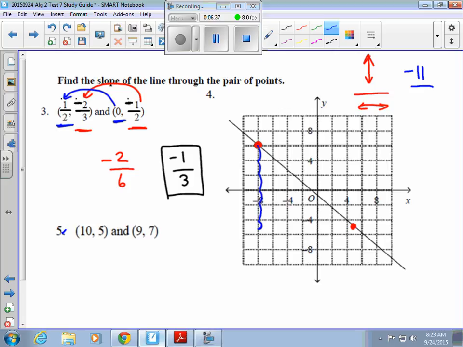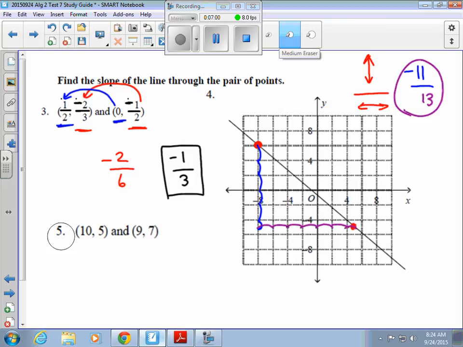And count how many times you have to go to the right from there. You have to go to the right 2, 4, 6, 8, 10, 12, and then again, not quite to the line, 13. So to the right, 13. There's your slope for number 4, negative 11 over 13. 5 deals only with integers, so it's nice and neat, unlike number 3.